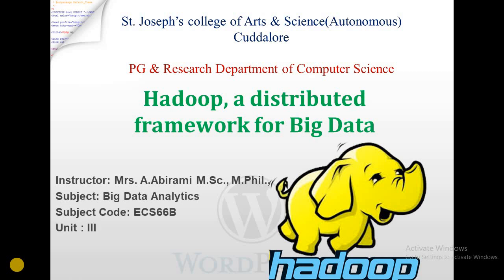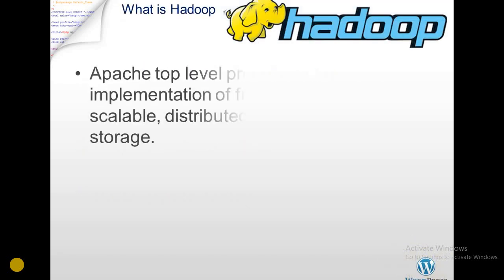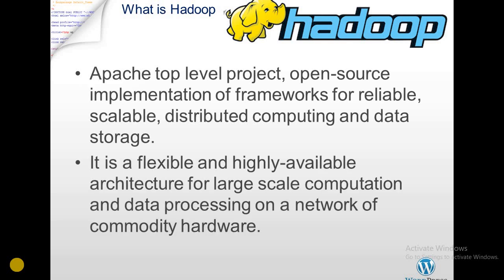Today our topic is about Hadoop. Hadoop is a distributed framework for big data. In this session, we will see the introduction to Hadoop, the architecture of Hadoop, and Hadoop in industries. What is Hadoop? It is an Apache top-level project, an open source implementation of frameworks for reliable, scalable, distributed computing and data storage.